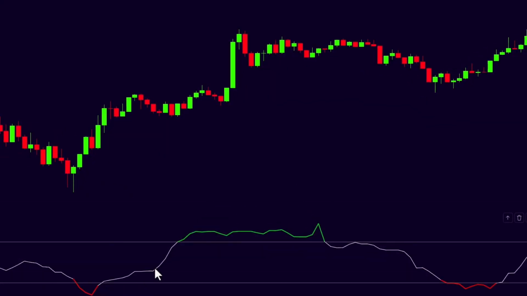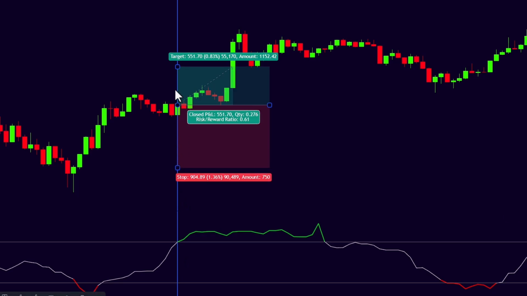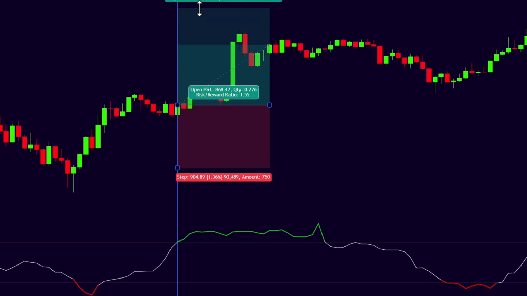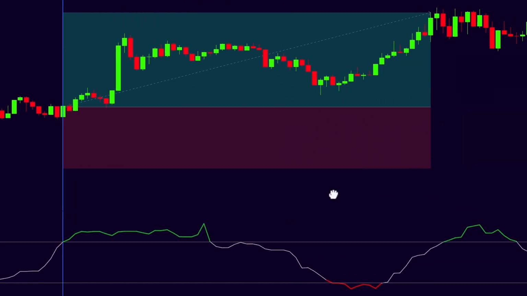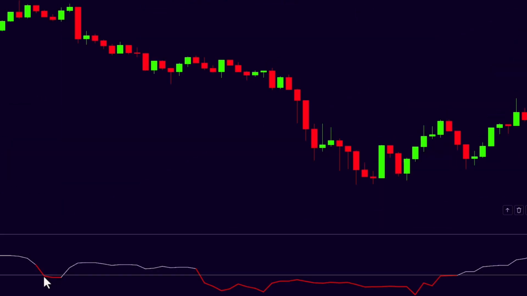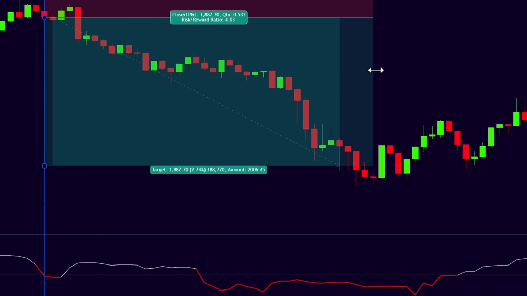Once you're done, keep an eye on the TTF line. When it crosses above the 100 level and turns green, that's our cue to consider a buy signal. Likewise, when it dips below -100 and turns red, it signals a potential sell opportunity. Mark these moments with vertical lines to easily spot entry points.